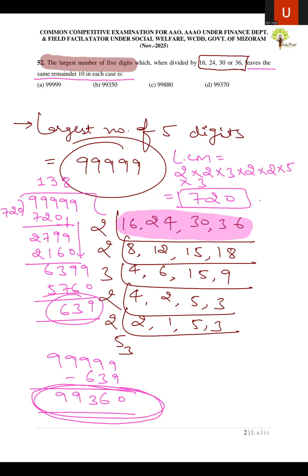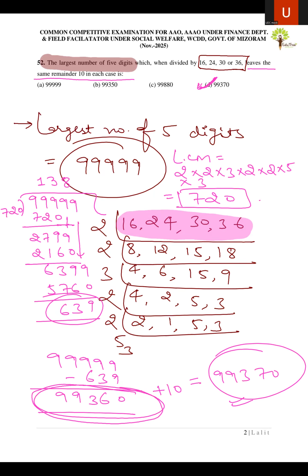So what should I do? You simply add 10 to this. Whatever answer you are getting, add 10 to it. So we can say the answer is 99370. This will be the answer. So we can say option number D will be the correct answer for it.